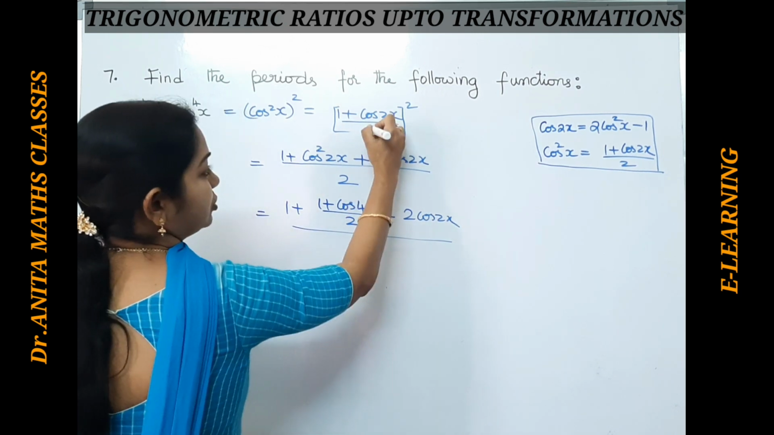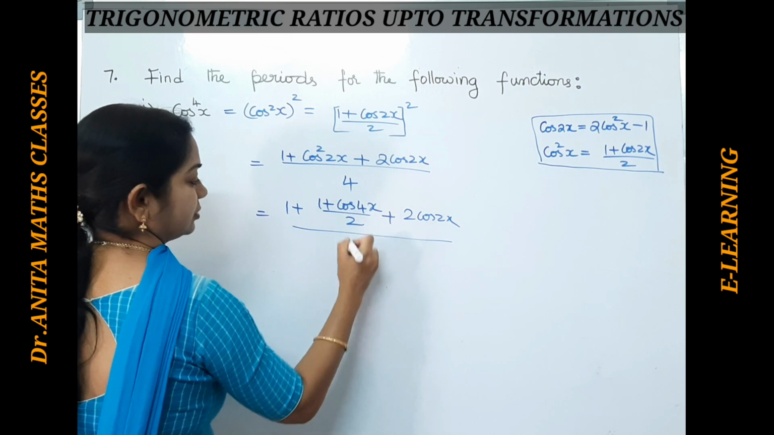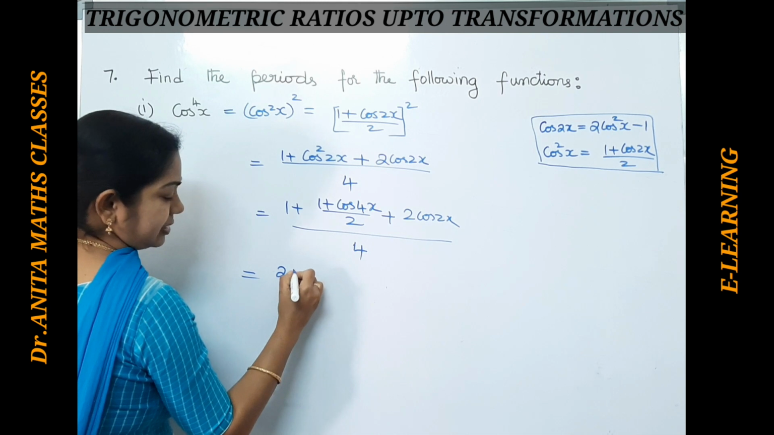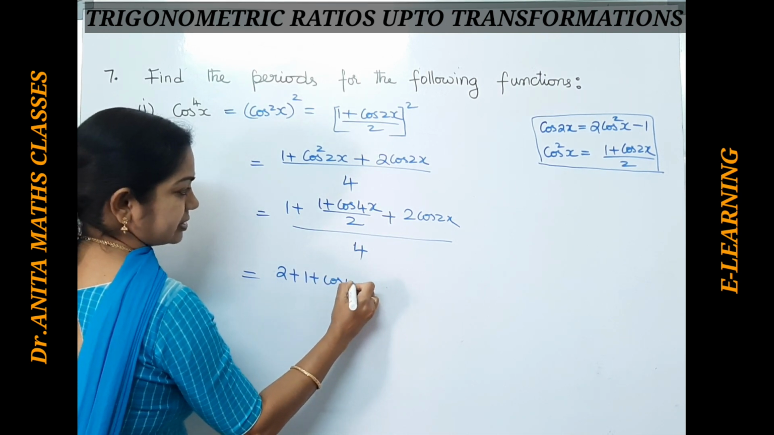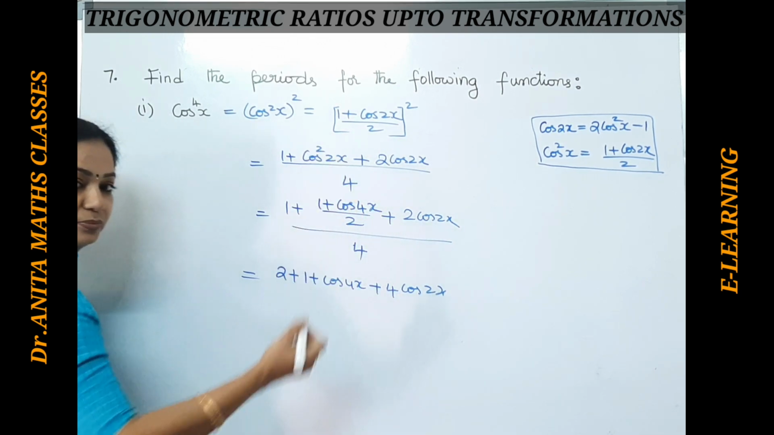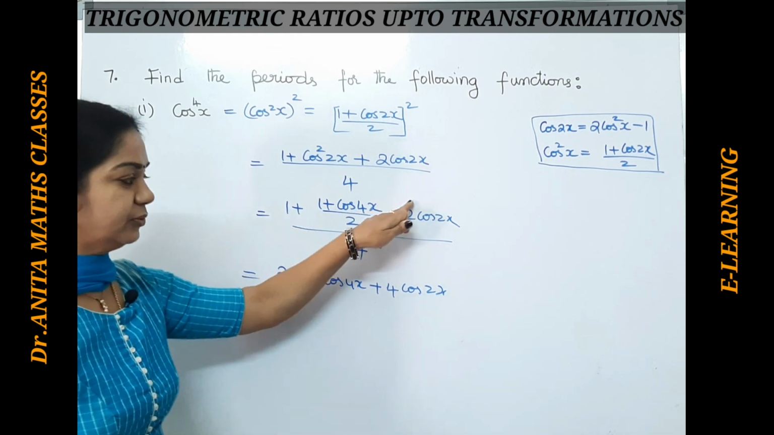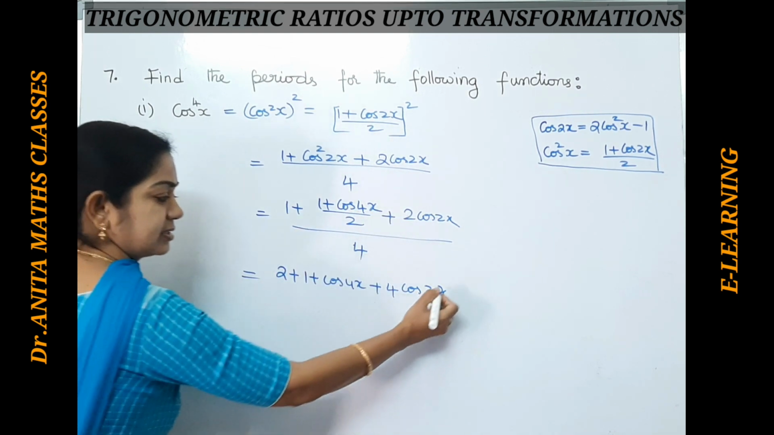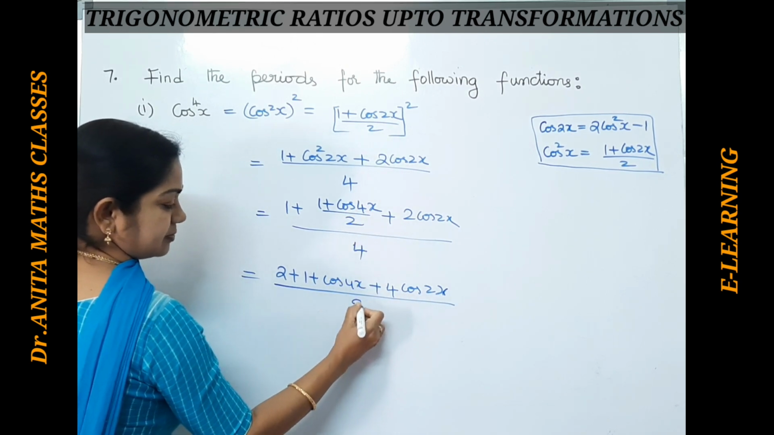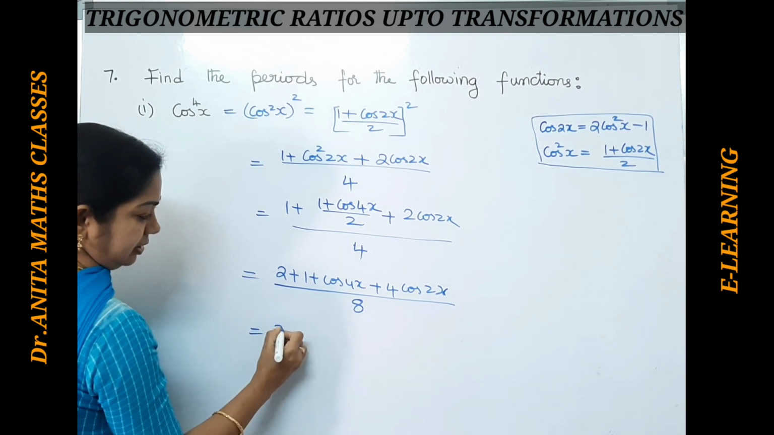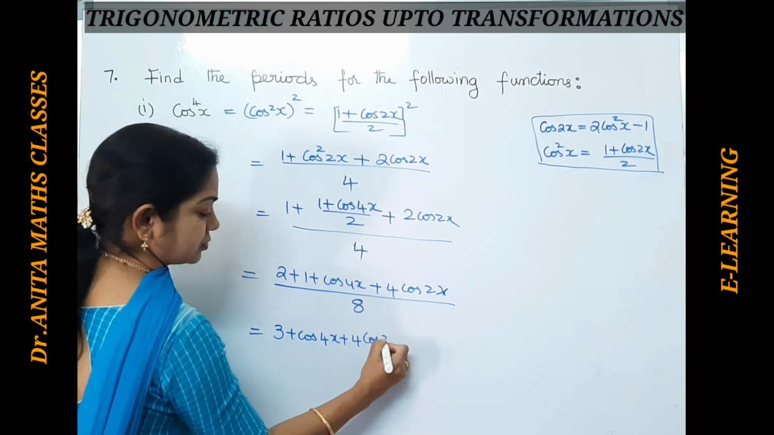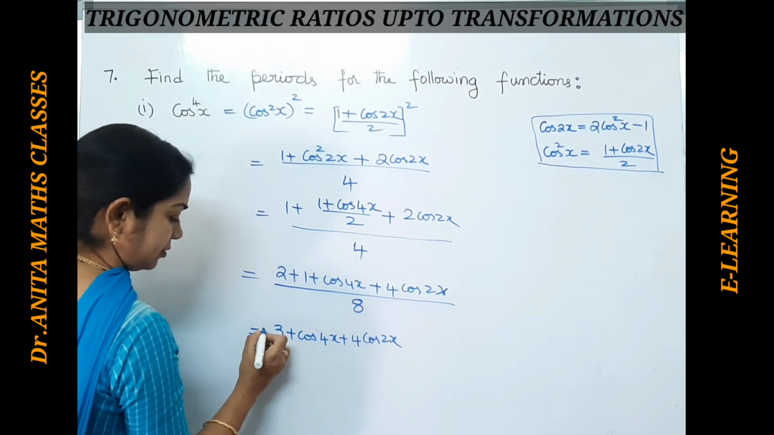Again 2 is there. Here 2 square is 4, okay. So this is 4. Right, now if you take the LCM, 2 plus 1 plus cos 4x plus 4 cos 2x. I have taken the LCM above. So this comes to here 4 cos 2x likewise. Now if the LCM comes down, this becomes 8. So this is 3 plus cos 4x plus 4 cos 2x by 8.